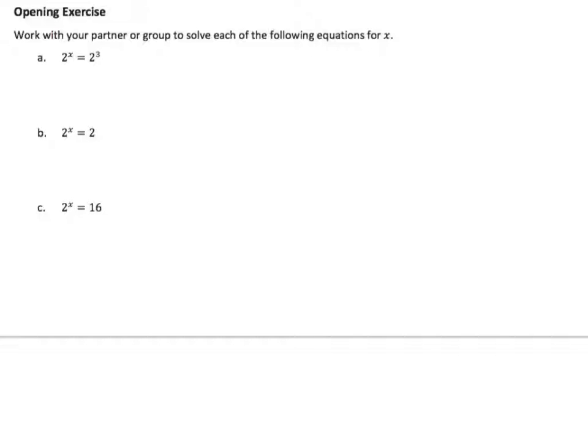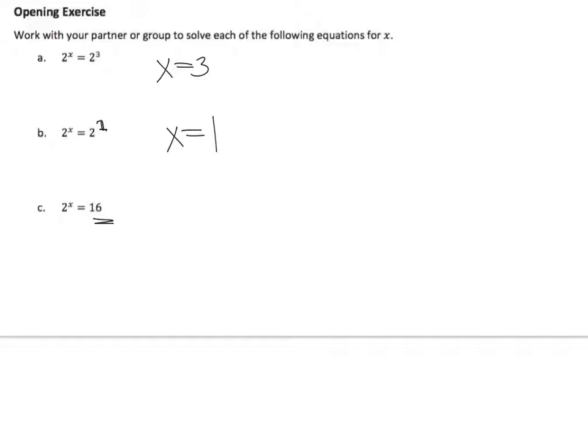So first of all, work with your partner or group. We don't have either, so just look at these. See what you think. What would x be? First one's pretty simple. If you have the same base of 2, your exponents are going to be the same, so x is going to be 3. If you have the same base of 2, your exponents are going to be the same. We don't have to write a power of 1, so x is going to be equal to 1.